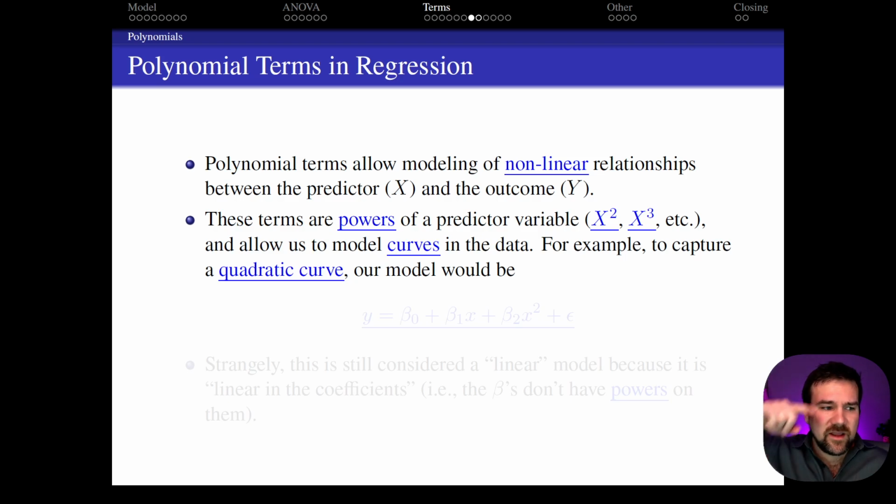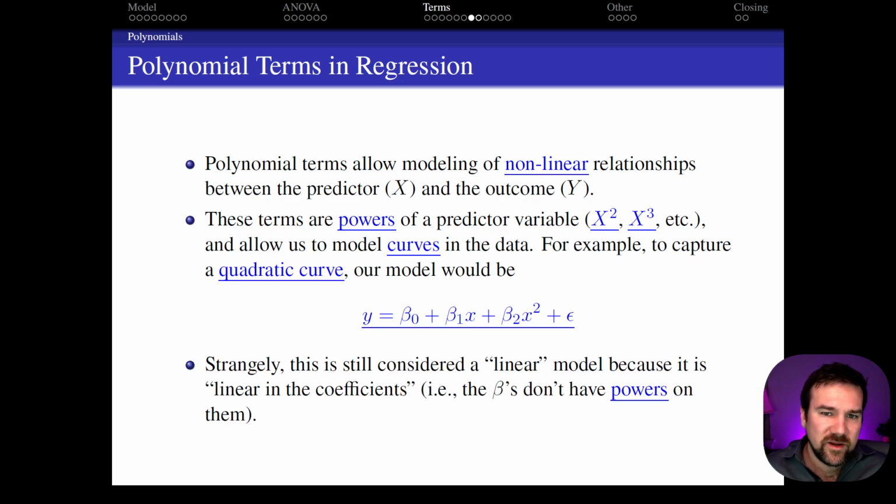So for instance, if I had a quadratic curve, if it looked like it was curving like this, or maybe the other way, curving up and down, my model would look like y equals beta 0 plus beta 1x plus beta 2x squared plus epsilon. Again, it's weird, but this is considered a linear model because the coefficients, that is the betas, don't have powers. So when the betas are not raised to any powers, this is considered a linear model, even though this lets us look at curved relationships between x and y.